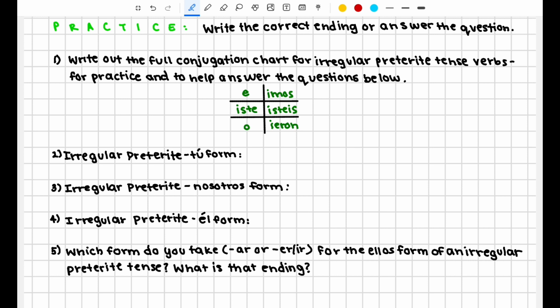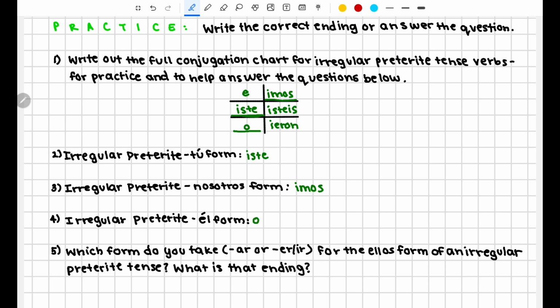Alright, number 2, the irregular preterite form for tú is right here: iste. Since it's not the yo form or the él, ella, usted form, we're going to be using the ER, IR ending, which is iste. For nosotros, we also use the ER, IR ending, which is imos. And for the él form, we use the AR ending, o, but remember, no accent.